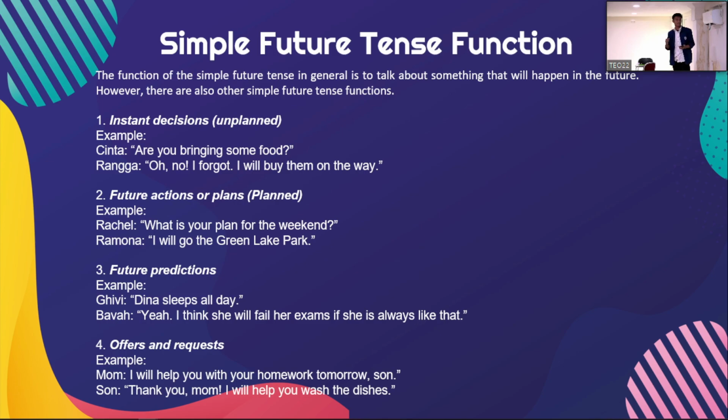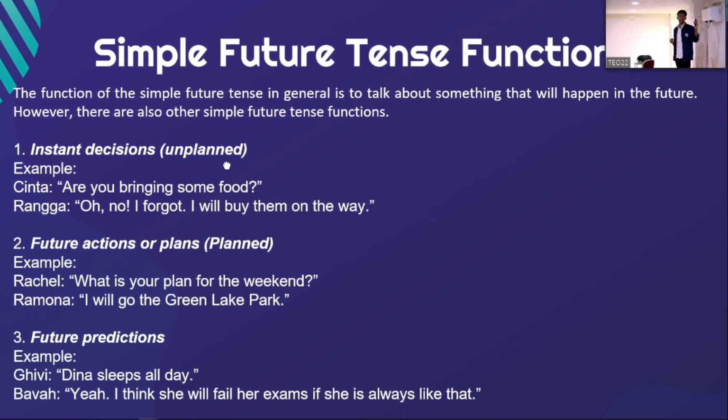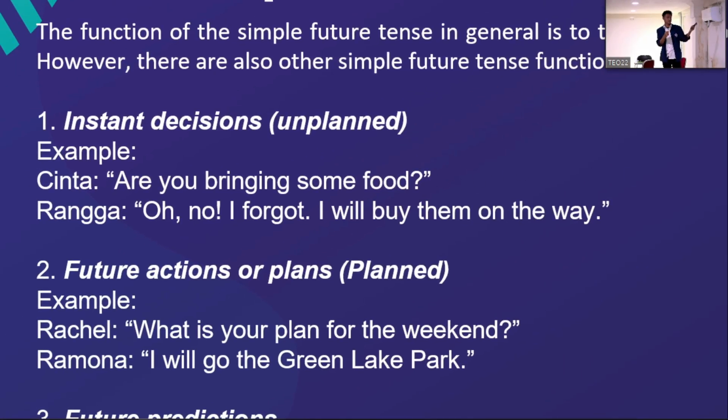So this is the simple future tense function. The function of the simple future tense, in general, is to talk about something that will happen in the future. And there are also other simple future tense functions. First of all is to make an instant decision, and that is unplanned. For example, when Cinta says, "Are you bringing some food?" and Ranga says, "Oh no, I forgot. I will buy them on the way." So you can see that Ranga makes a decision right when Cinta asks him.